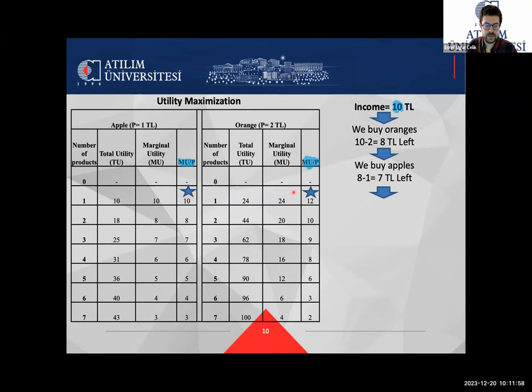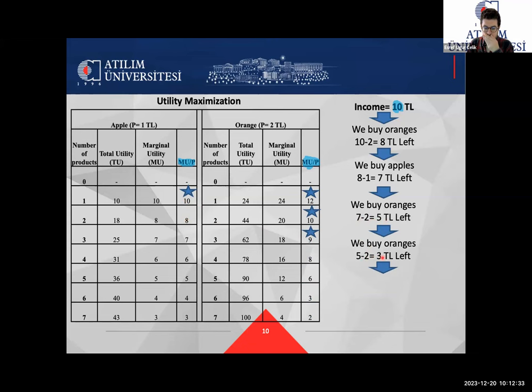Then move on. If we get one more apple, 8. 8 to 10, we get the orange because of the greater number. So we pay 2 more Turkish lira, and we have 5 Turkish lira left. Then if we use one more apple, 8. 8 to 9, still orange is the winner. So the fourth selection is orange. We pay 2 more Turkish lira and 3 Turkish lira are left.